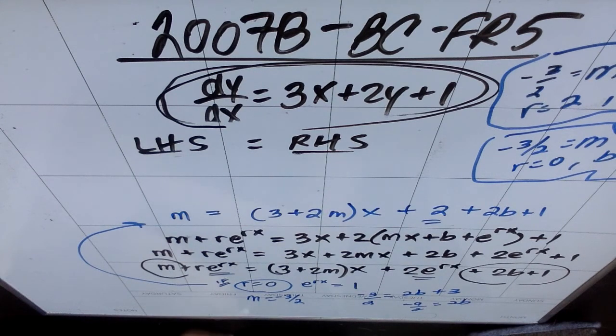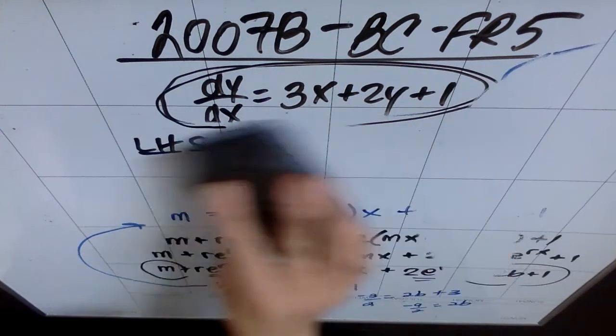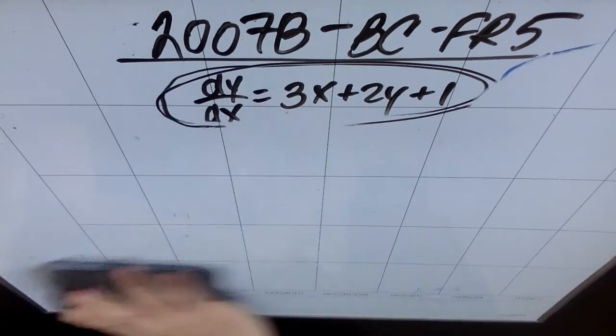Let f of x be the particular solution to the differential equation with the initial condition f of 0 is negative 2. Use Euler's method starting at x equals 0 with step size of a half to approximate f of 1 and show the work that leads to your answer. Okay, so Euler's method, I know I say this in every video, but I do Euler's method as a table.